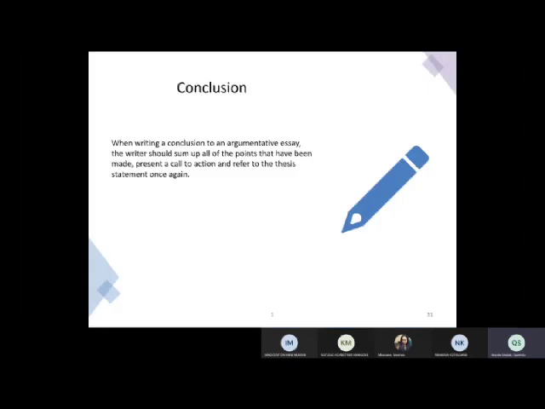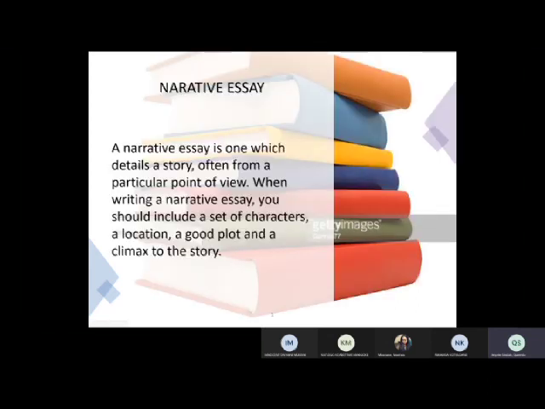Then when you're done with your paragraphs now, you will write your conclusion. And the difference, once again, with an argumentative essay, it's simple. Even in your conclusion, you will also include the refutation part, right? You just mention it as well. So now let's look at the next essay. Let's look at the narrative essay.